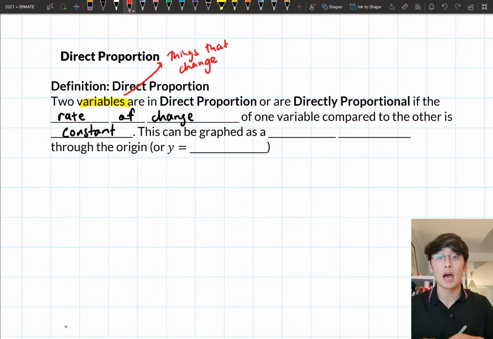It could be, we're going to talk about this in a moment, someone running, and the distance and the speed. We're comparing two things that change.